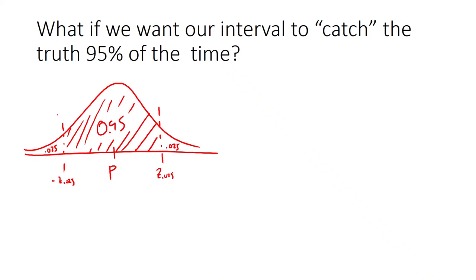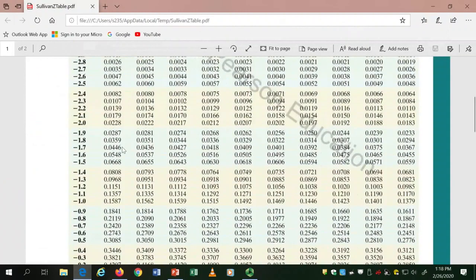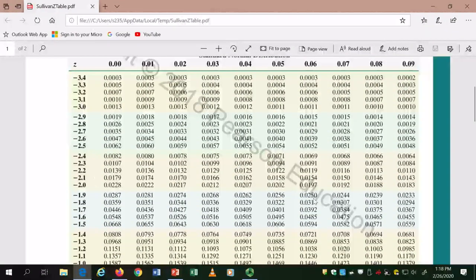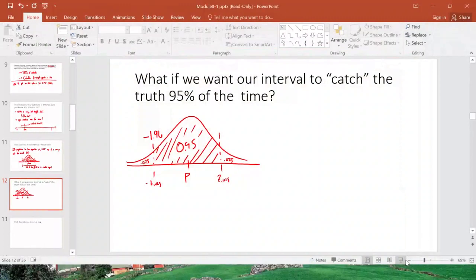We found this one already. It's exact. You see it? Negative 1.96. Go to the row with negative 1.9. Yeah. Go to the row. Negative 1.9. 0, 1, 2. Boom. There it is. It's like right here. Oh, where did it just go? There. Negative 1.96. Right?